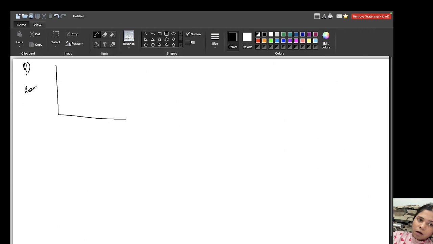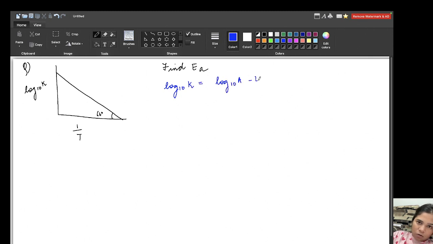You have been given a graph of log base 10 k versus 1 by T, and this is decreasing at 60 degrees. They are telling us to find Ea. Now how does our formula look like? Log base 10 k equals log base 10 A minus Ea by 2.303 RT. What we don't know is this slope. Can I write my slope is equal to minus Ea by 2.303 R, which is equal to tan theta, right?